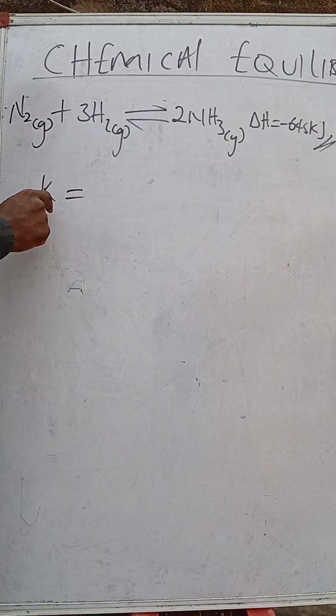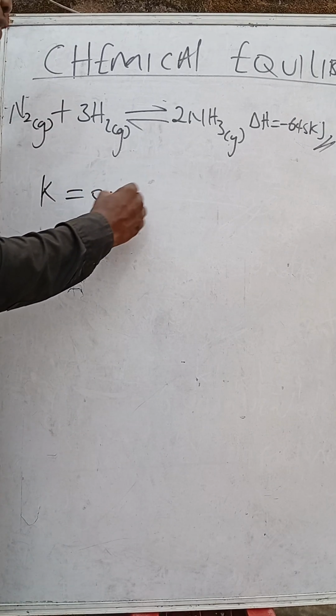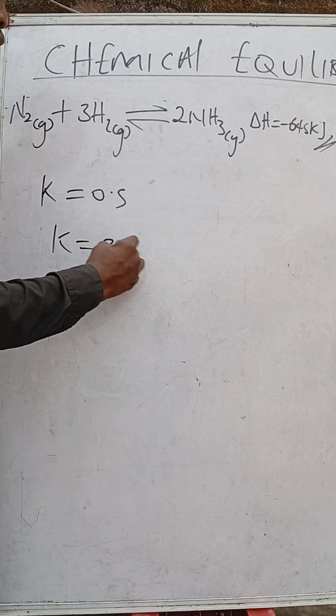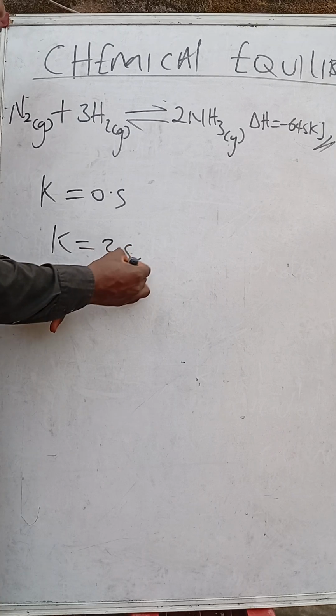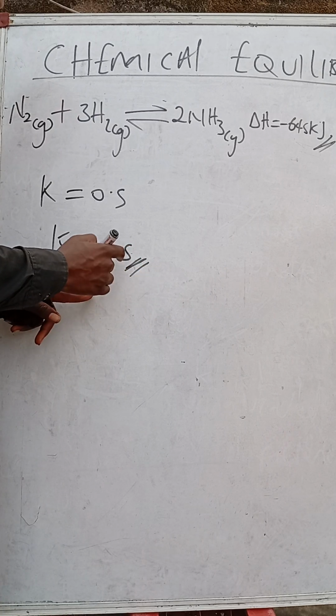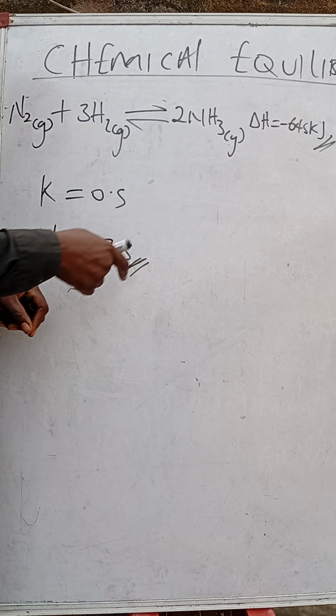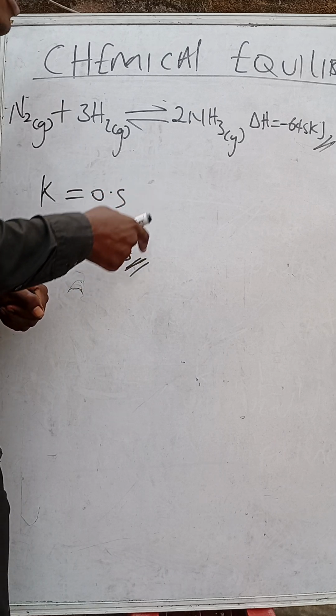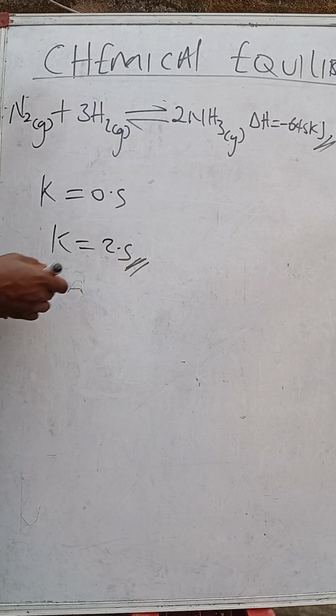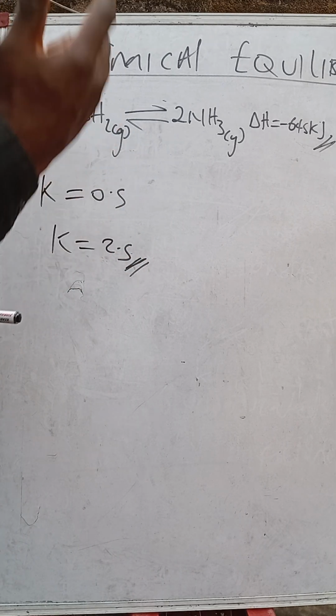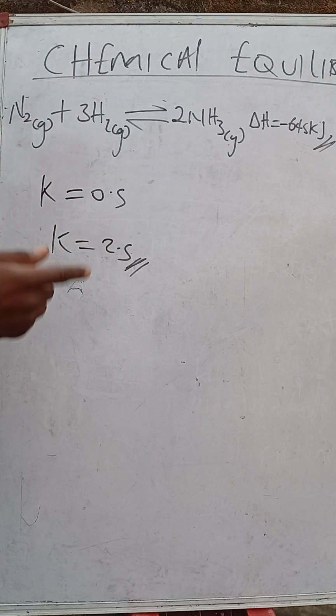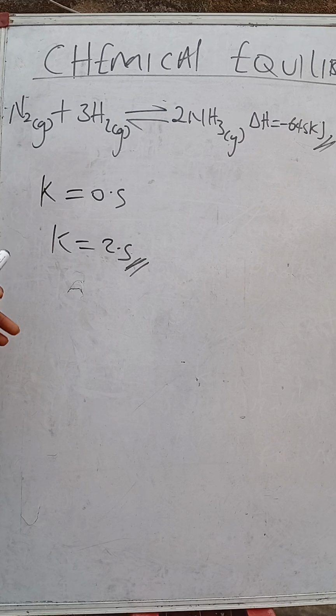So if the value of K is 0.5 and the value of K for another reaction is 2.5, the reaction that has K of 2.5 for its forward reaction has more product yield. That means you obtain a better product in that equilibrium reaction than when K is 0.5. So the greater the equilibrium constant, the more the product yield. I think that is a UTME question. Those of us in Nigeria writing UTME, I saw that in your past questions.